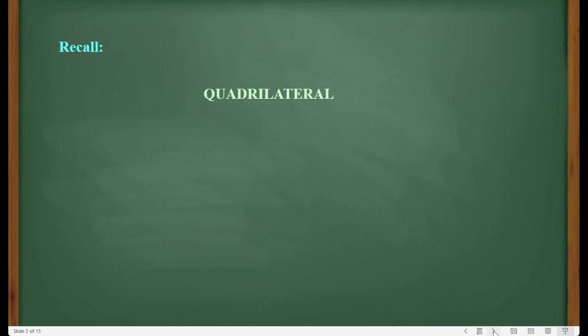Now let us begin with the word quadrilateral. In geometry, it is simply defined as a closed plane figure or a polygon with 4 sides. In other material, quadrilateral or quadrangle or quadrigon is defined as a closed plane figure of 4 line segments joined together at their endpoints.